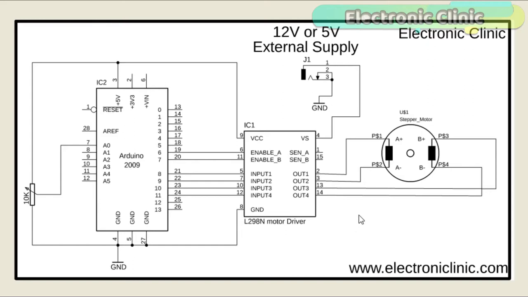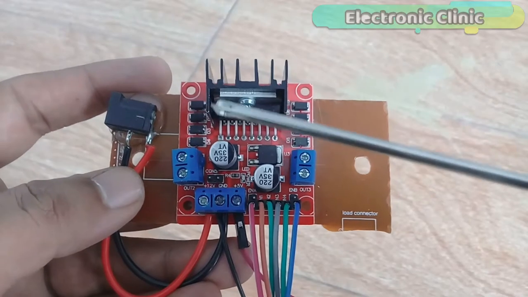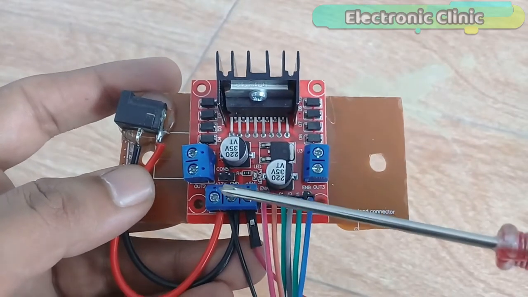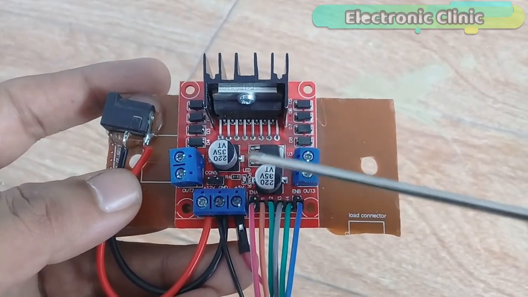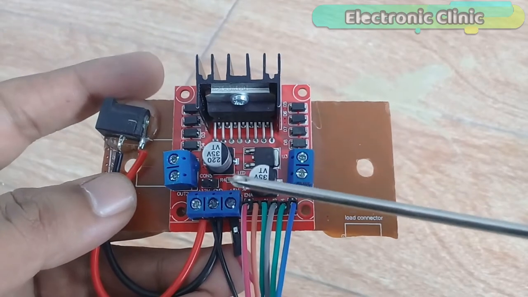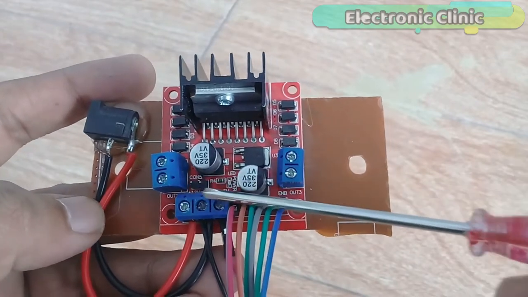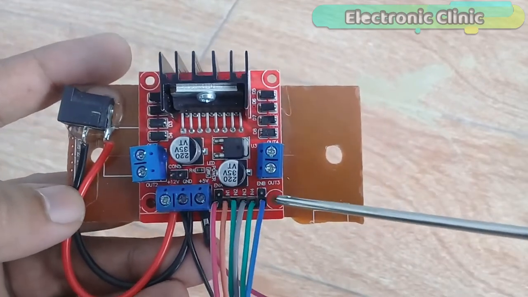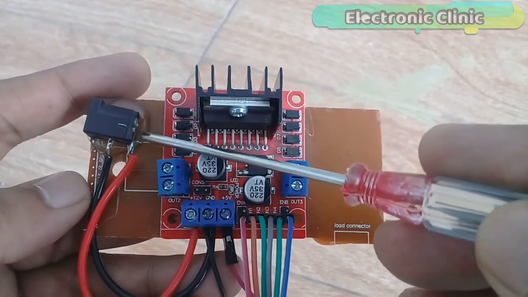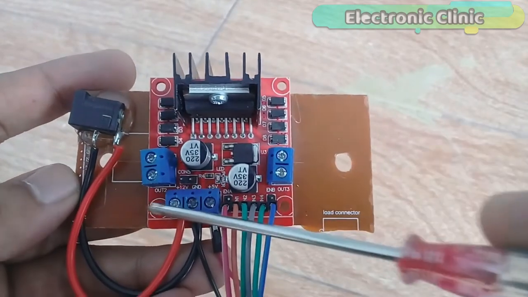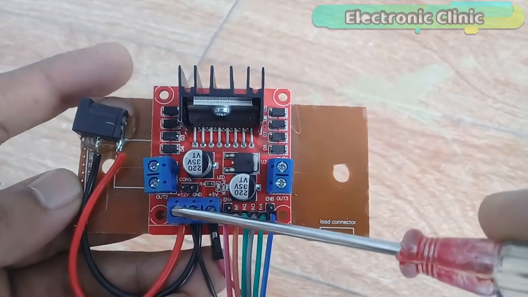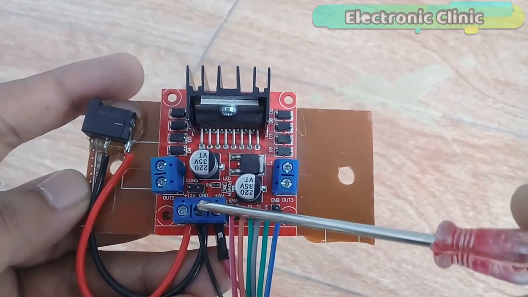Now let's have a look at the pinout of the L298N motor driver. This is the L298N motor driver which I'll be using for controlling all the three stepper motors. As you can see, all the male headers and terminal blocks are clearly labeled. The DC female power jack positive wire is connected with the plus 12 volt terminal block, and the ground wire is connected with the ground.